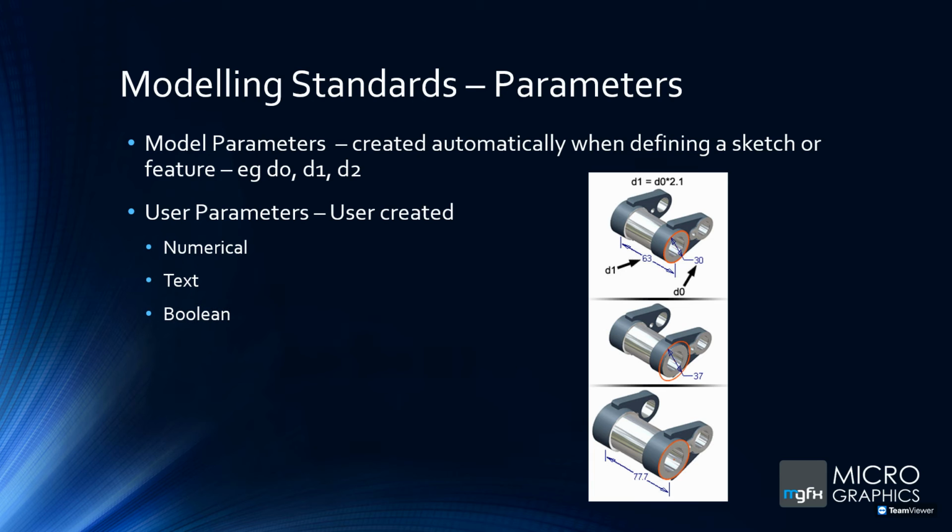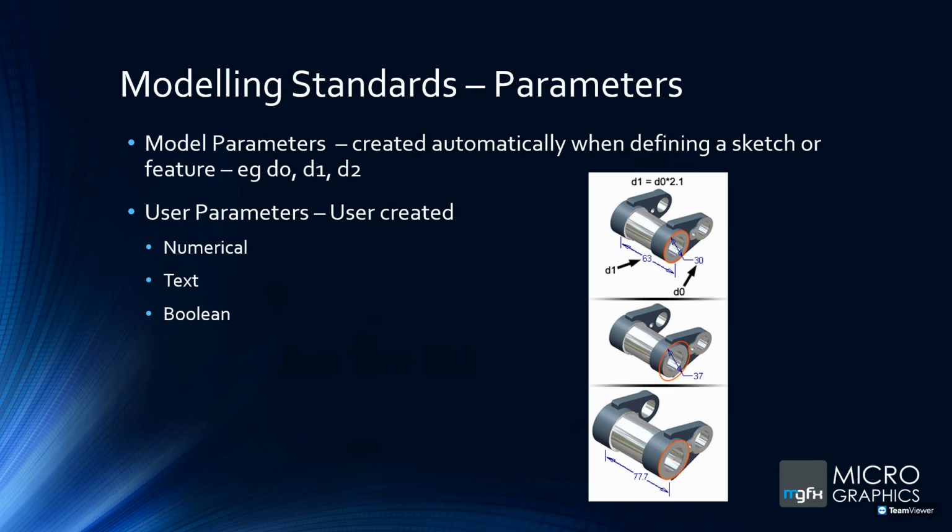So what we can do is create user parameters. And there are three different types: numerical, text, and Boolean. Text and Boolean are used mainly for your iLogic functionality. Okay. And we're going to work mainly with the numerical. And with the numerical, you can put all your equations in as well.